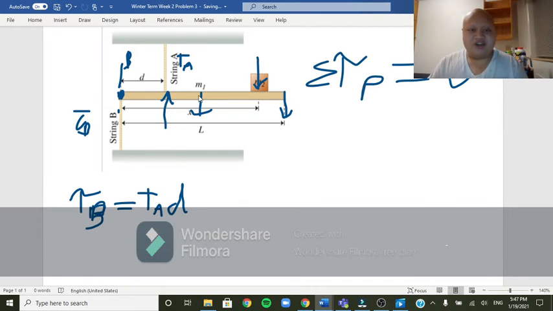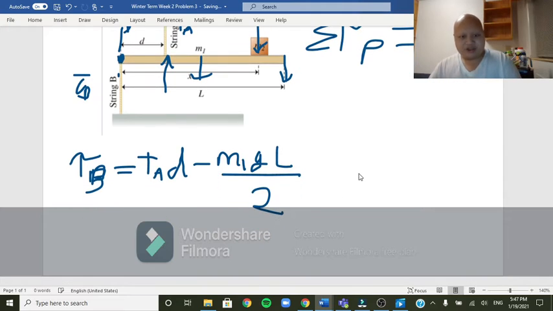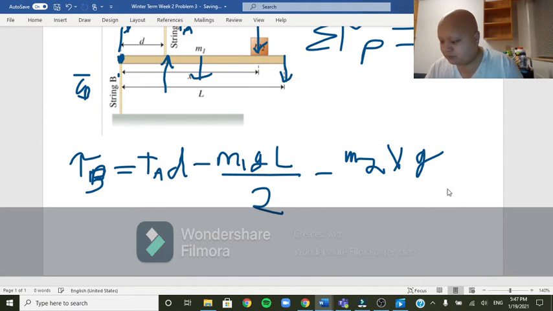So since it's going clockwise, the torque has to be negative here. So mass sub 1 times G times L over 2. This is probably blocked by the watermark. And then there's another clockwise force, and that's mass 2. And mass 2 is X distance from B. So mass 2 times distance X times G. And there you go. That's your torque for B in these arbitrary terms.